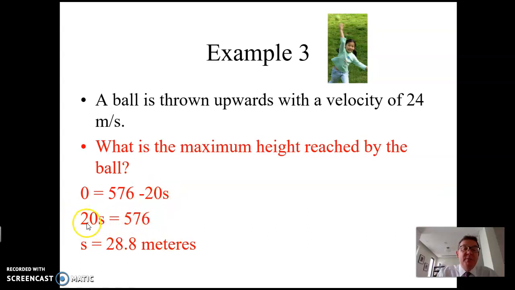If I divide both sides by 20, that 20 disappears. 576 divided by 20 is 28.8. The other way of thinking about that when I'm rearranging formulas is if I take this minus 20 on this side, it becomes plus 20 on this side. If I multiply by 20 on this side, if I move the 20 on this side, it's divided by 20. That's another way of thinking of moving the algebra around.